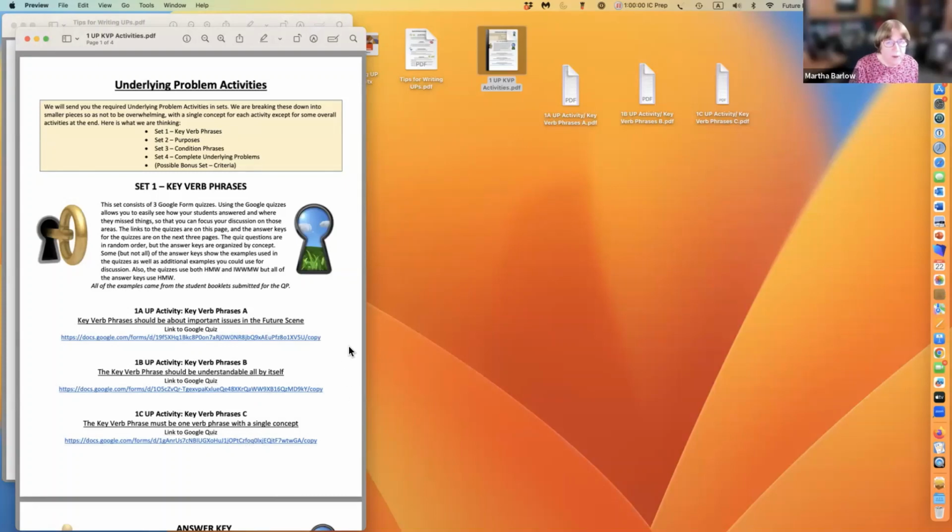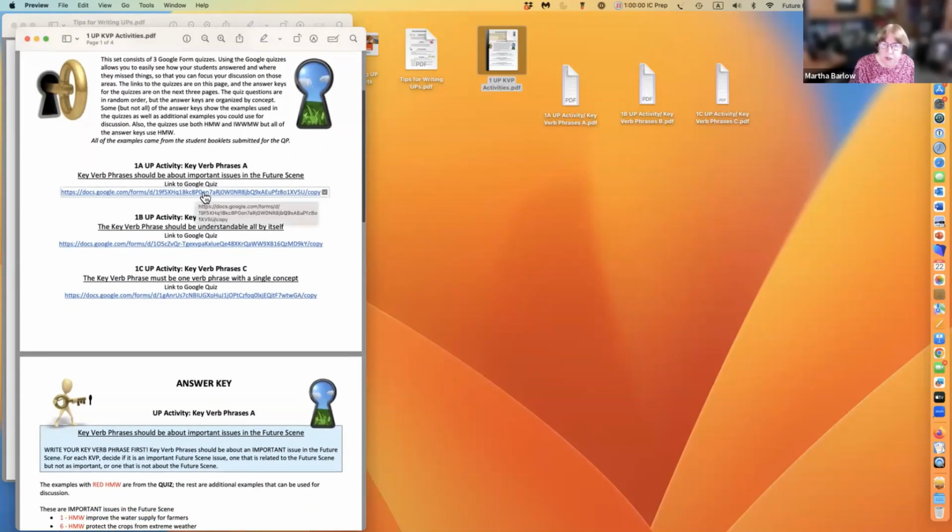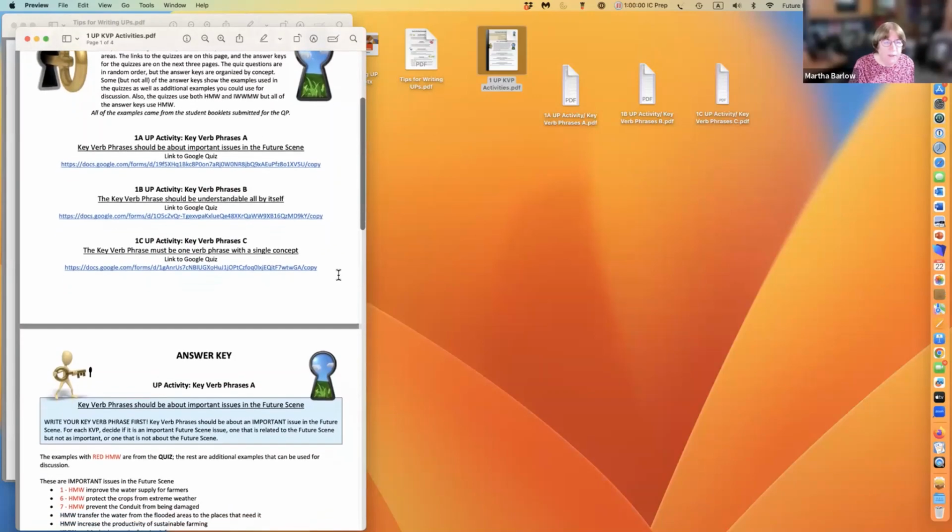Now, one way you could use these is to look at your students' recent past work and think, is there anything in the underlying problem that my students are having trouble with? Are they having trouble with getting a good key verb phrase, or are they having trouble with the purposes or the condition phrases? And then you could just pick out what you'd like to work on.